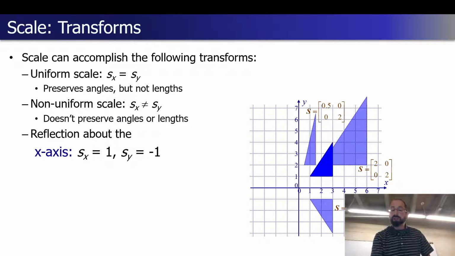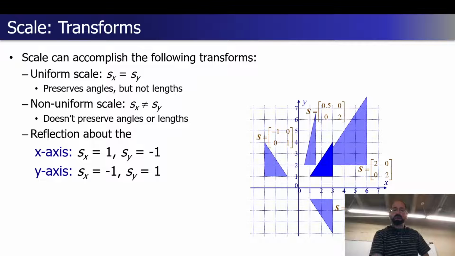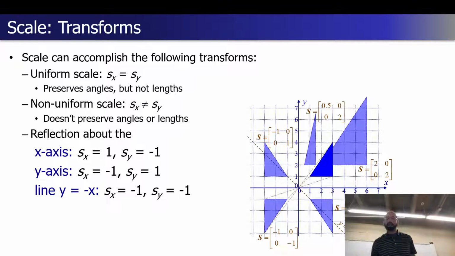We can have reflection about the x-axis without any other scaling by just setting s sub y to -1. I think intuitively that might make sense, right? If our point was 1, 1, if we now make it 1, -1, that rotates it around the x-axis. We can also rotate it around the y-axis using a similar concept. And then if we set both s sub x and s sub y to -1, we wind up rotating around that line y equals negative x. We're reflecting it about the entire origin here.